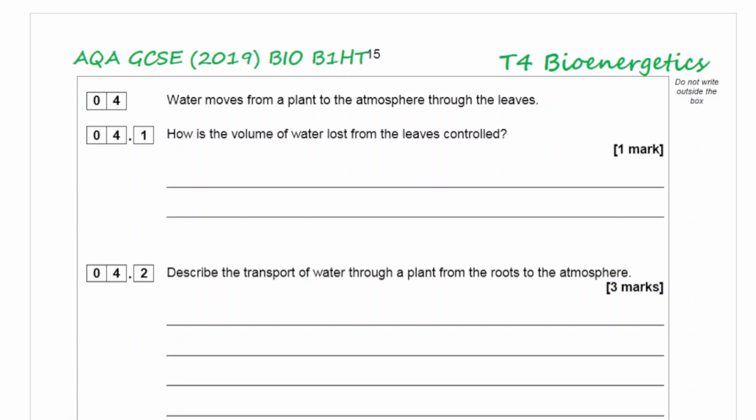Well, water is actually lost from the leaves through the stomata. Now, the stomata are basically the tiny holes that you find in the lower epidermis of the leaf. So, what controls the stomata? That's basically the guard cells. So it's controlled by the guard cells opening and closing the stomata.